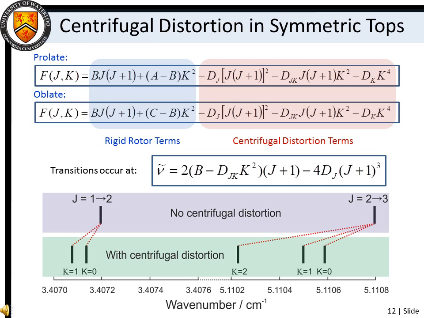By accounting for the effects of centrifugal distortion, we find that there is now a K-dependent term in our expression for calculating transition wave number. Thus, we see that there are distinct spectral lines associated with different values of K for a particular delta J of plus or minus 1 rotational transition.